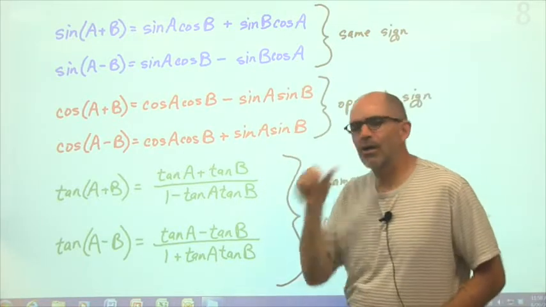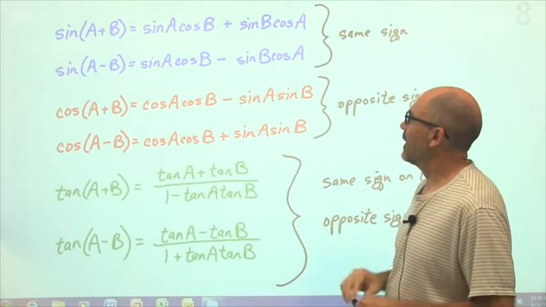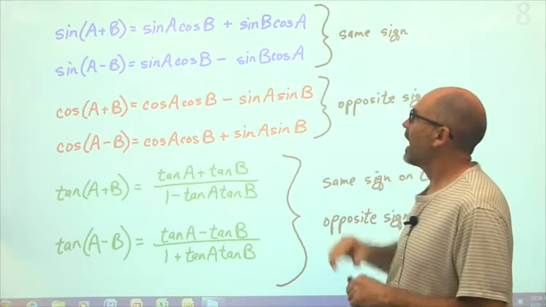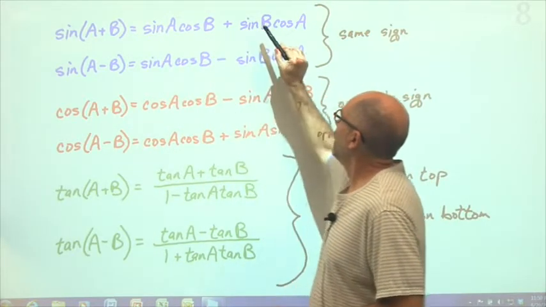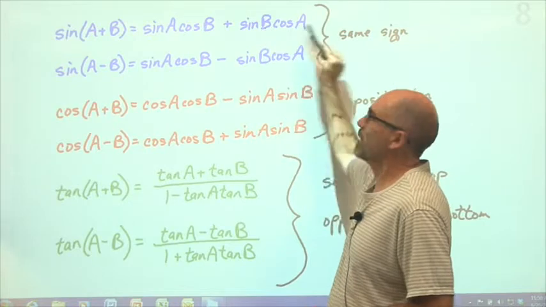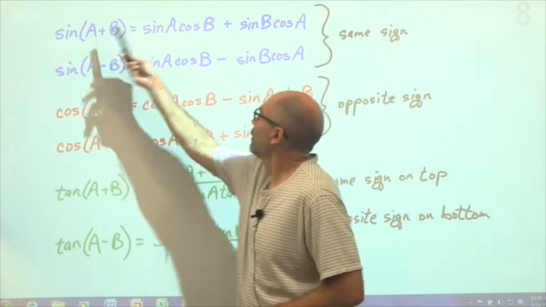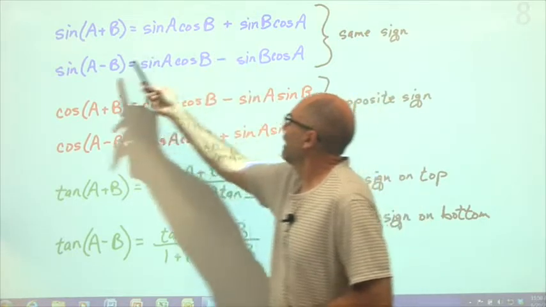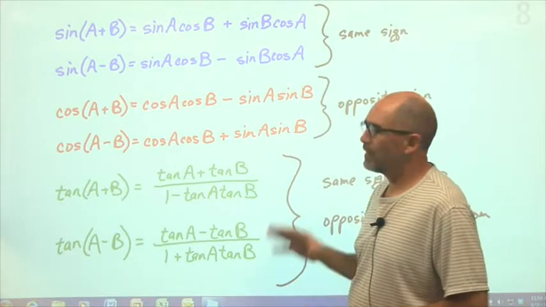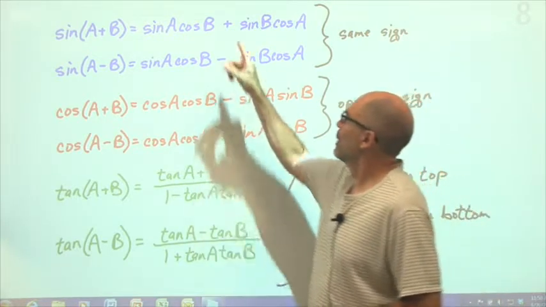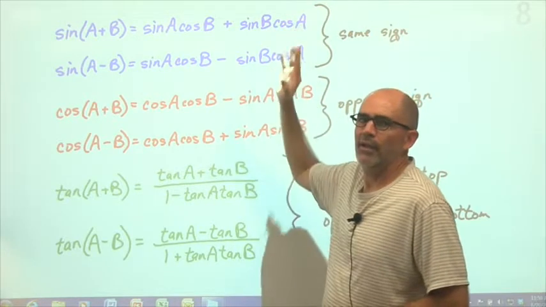Now, that looks really complicated, but it really isn't that complicated. First thing, the sines. You're just going sine, cosine, and then sine, cosine, trade partners. And if it's plus here, it's plus here. If it's minus here, it's minus here. So that's all you have to remember: sine, cosine, trade partners. Same sign.